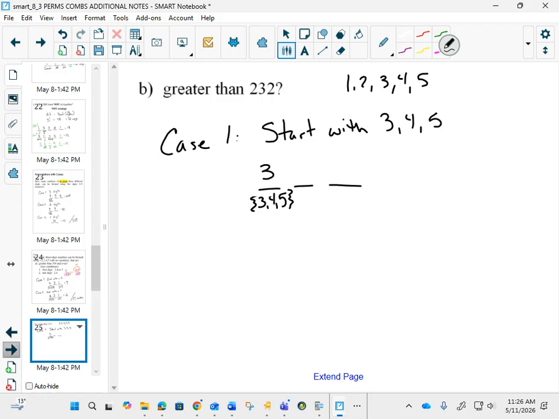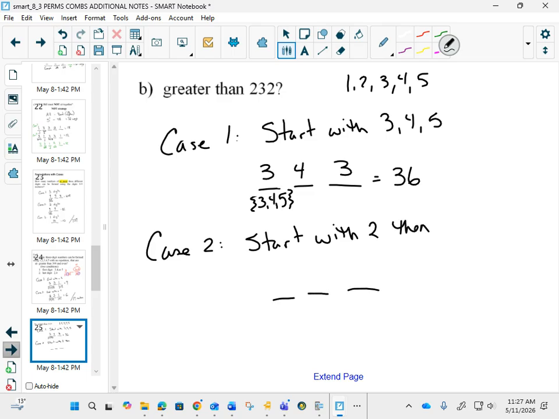How many numbers are left? 4. How many numbers are left? 3. For 36. What were we avoiding? We were avoiding the problem. The problem was when you start with a 2. So that's going to be case 2.